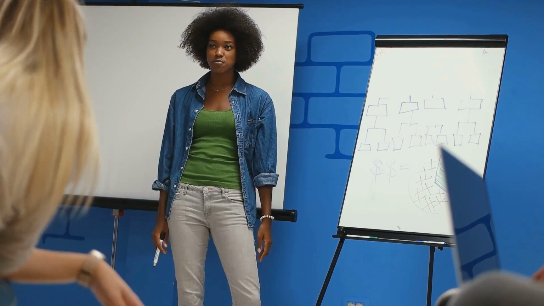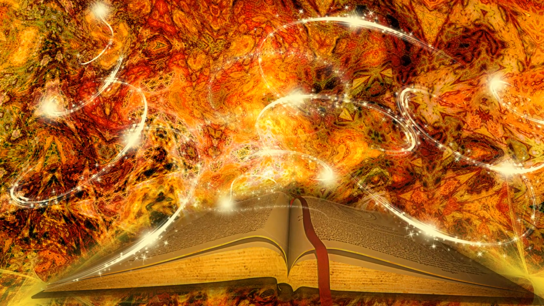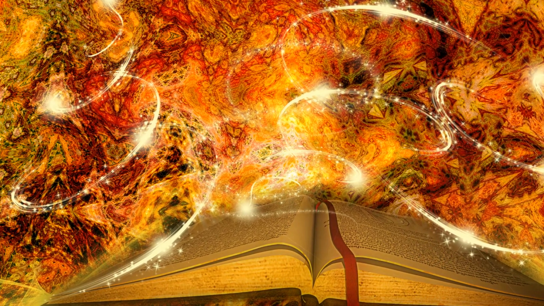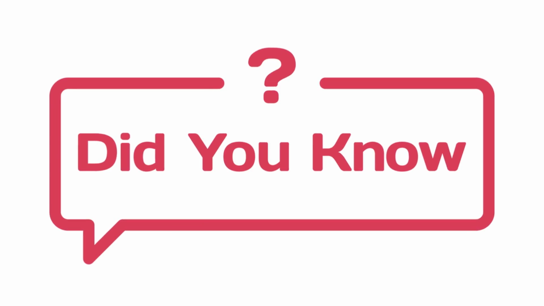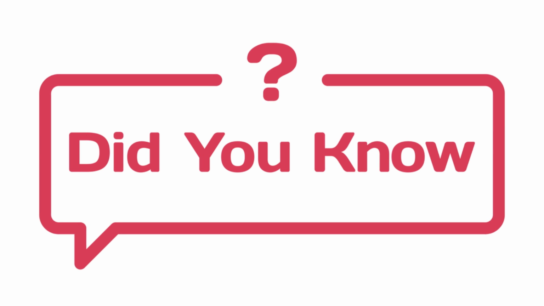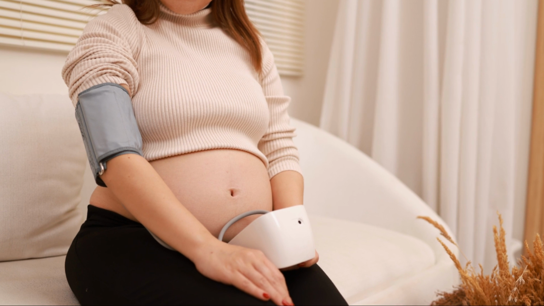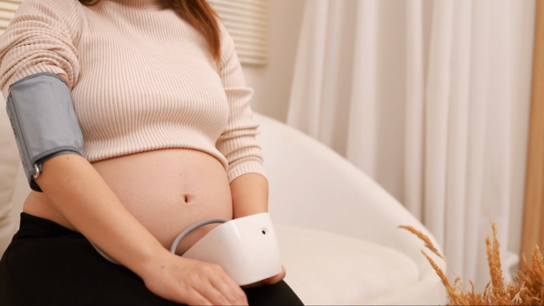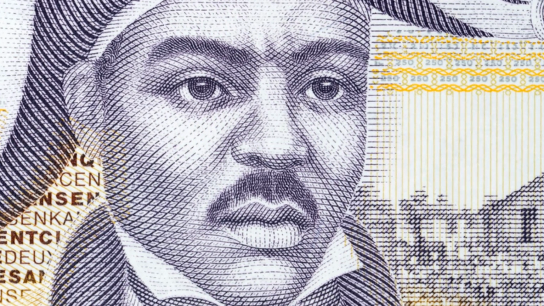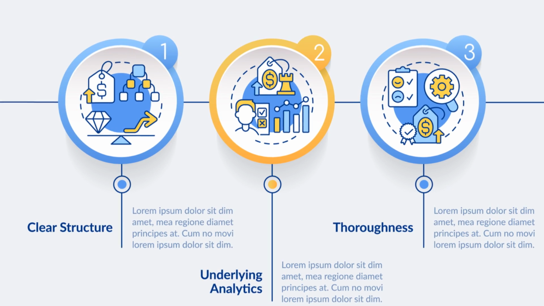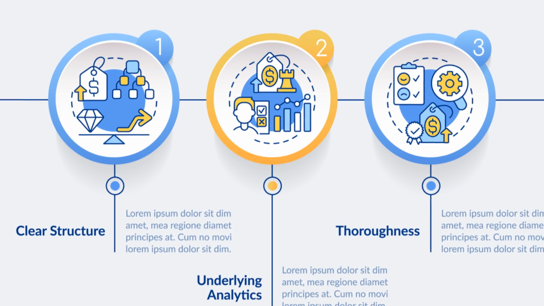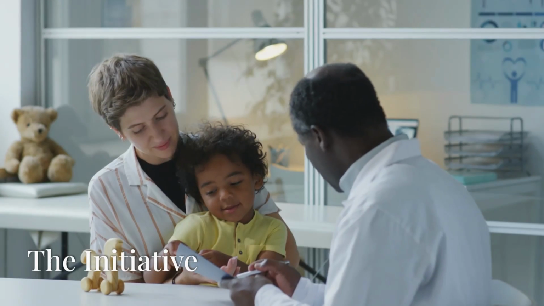M&E is about accountability. It helps make sure resources are used well. It's about continuous improvement. By tracking progress, programs can adapt and become more effective. This leads to better health outcomes for everyone. In essence, M&E empowers community health programs. It gives them the information they need to make a real difference. It's about using data to drive positive change and create healthier communities.